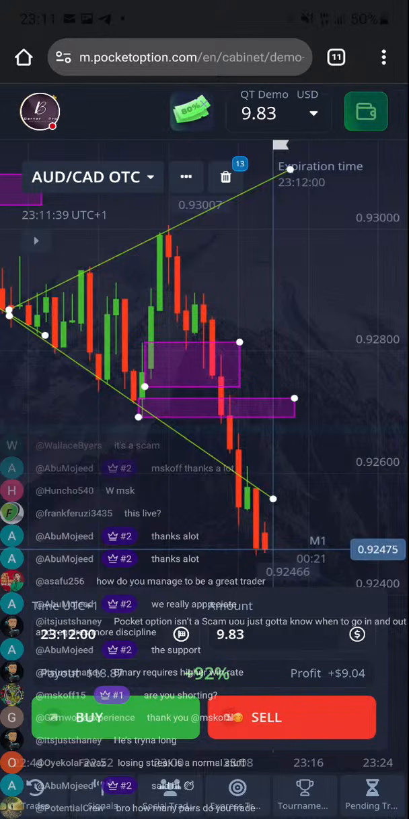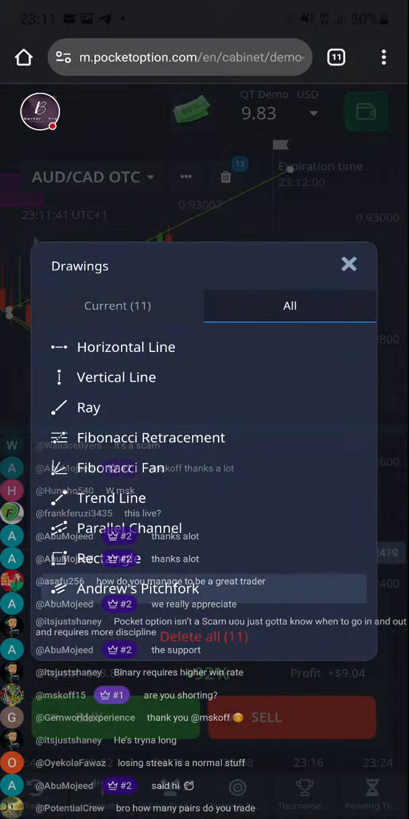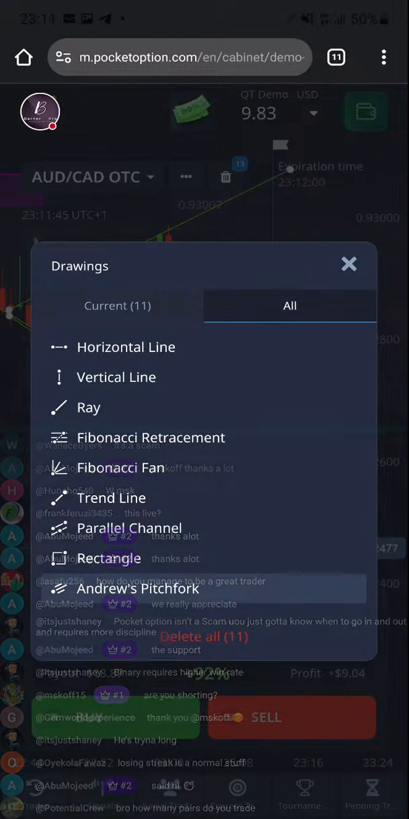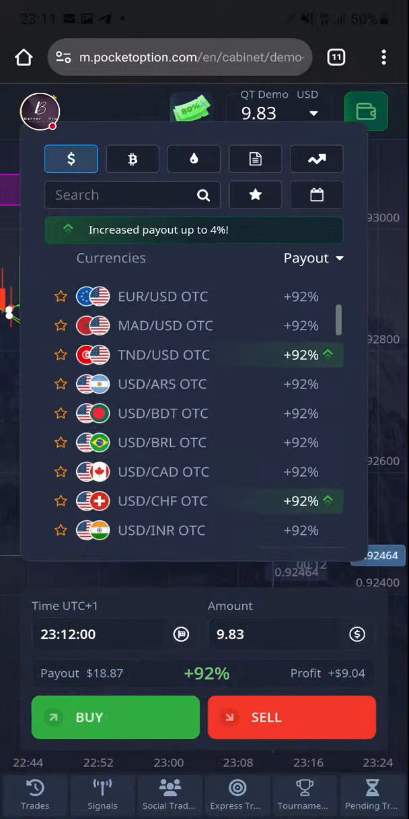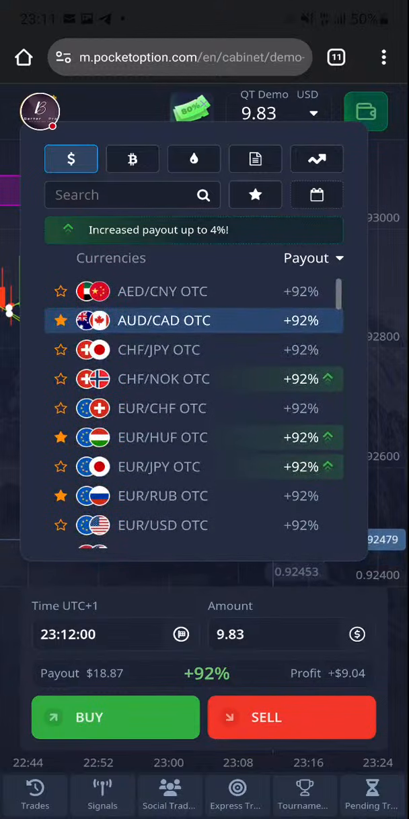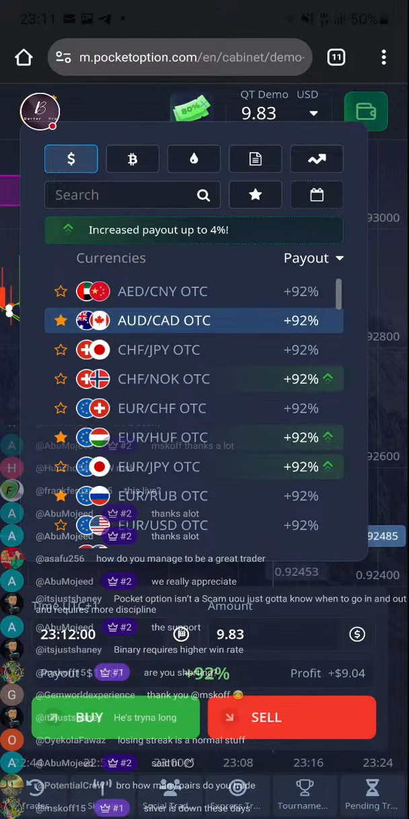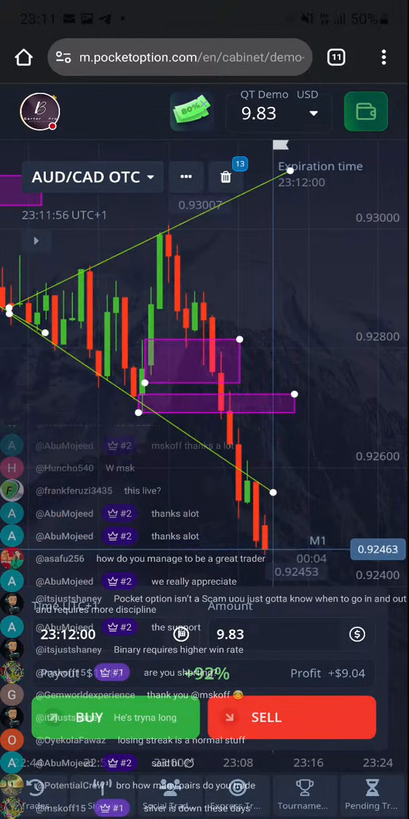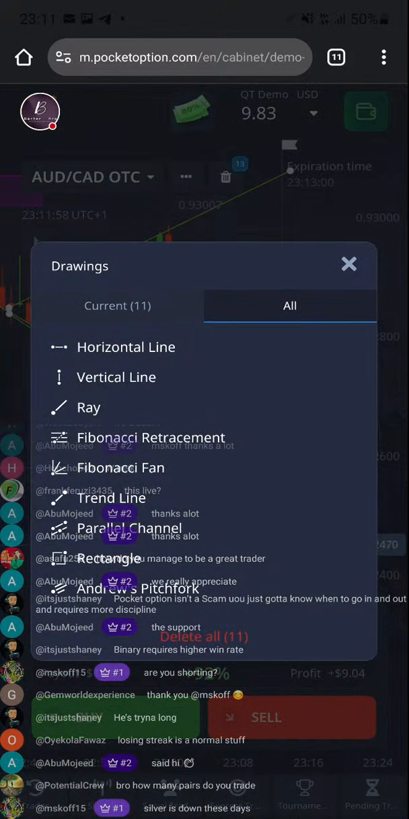Potential crew, bro. How many pairs do you trade? There's a lot of trades here. You can trade any of these pairs actually. But I try to look for the ones with the higher payout amount.